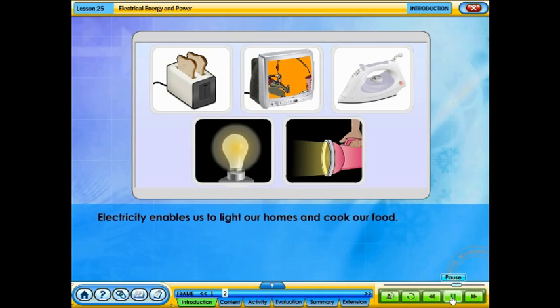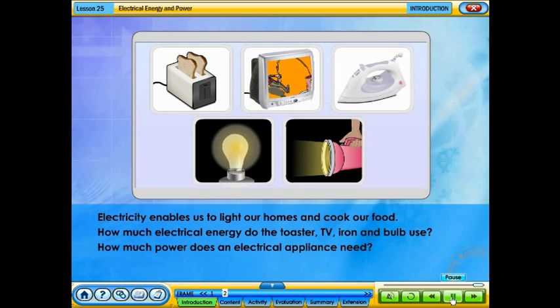Electricity enables us to light our homes and cook our food. How much electrical energy do the toaster, TV, iron and bulb use? How much power does an electrical appliance need?